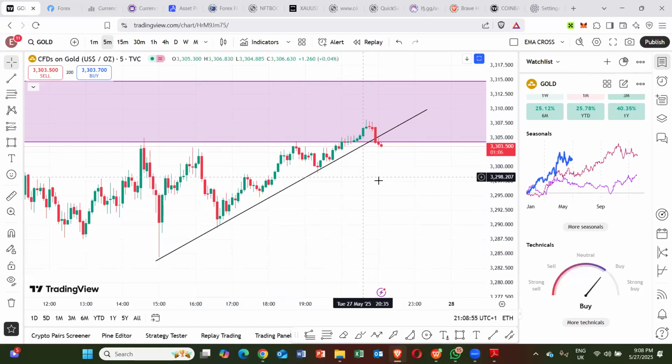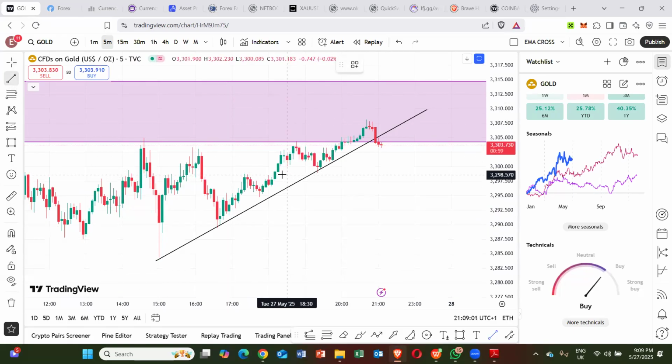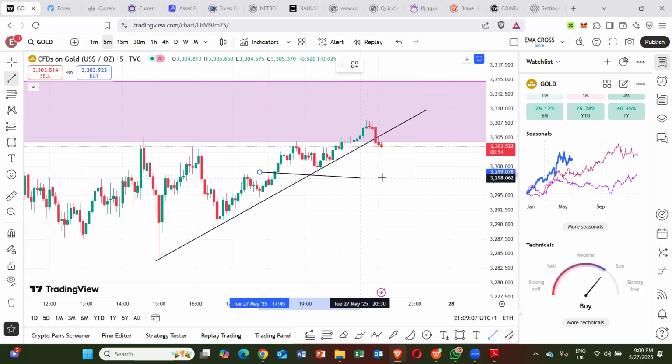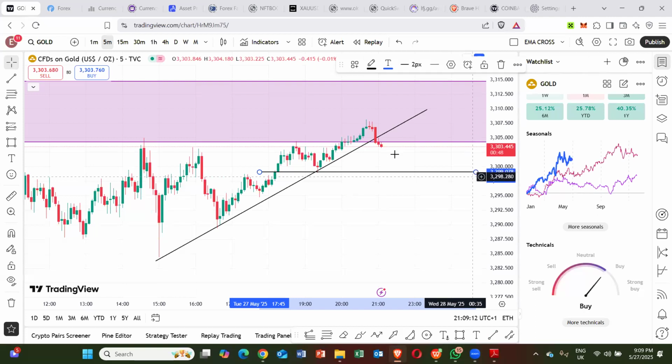So you want to wait for a change of character. Now, this is the previous low here. So you want to wait for the market to break below this place and do a possible retest and a continuation. Then you are fine going further down. So this is an analysis we have done. All right.